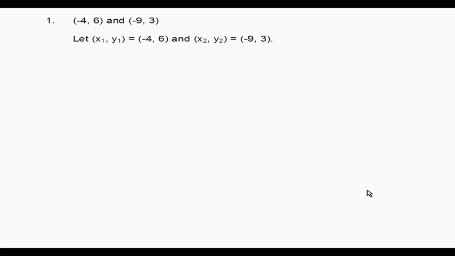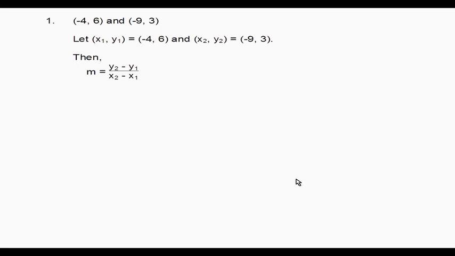Okay, I'm going to let x1, y1 be the point with coordinates negative 4, 6. I'm going to let x2, y2 be the one with coordinates negative 9, 3. This way I can just refer to my points. I mean, the points don't know which is first or second. So remember, slope is y2 minus y1 over x2 minus x1. So we fill in the numbers.